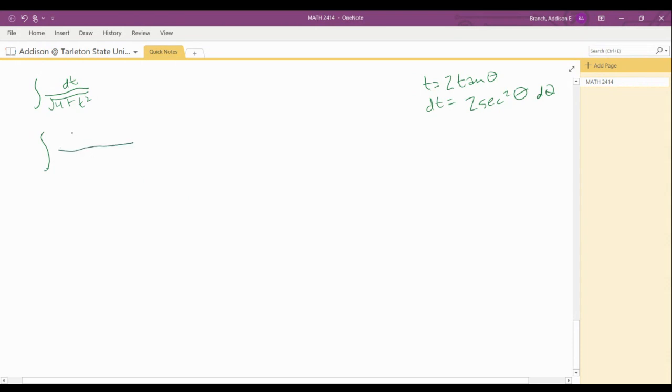So we know our dt is going to be 2 secant squared of theta d theta. And then we know down here we are going to have, I'm going to go ahead and turn 4 into 2 squared. Our t squared, so if we square 2 tangent of theta, we're going to get 2 squared tangent squared of theta. We can go ahead and pull out that 2 squared, or just rearrange it, to where we get 2 squared times 1 plus tangent squared.